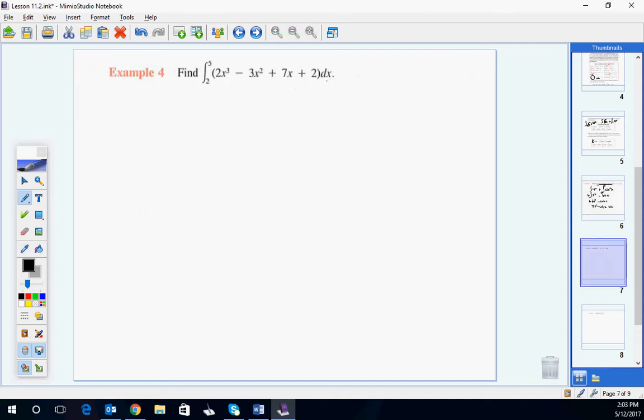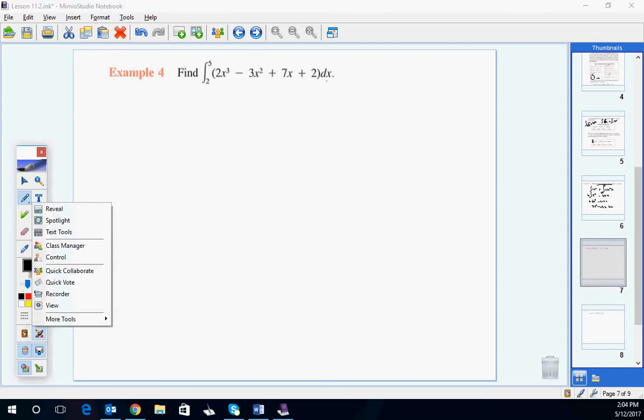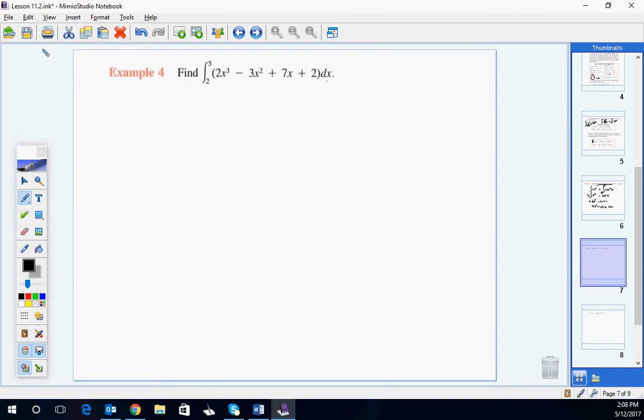So example 4, go ahead and try this one. I'll let you try that one. That's okay, we'll go through it here and see where you messed up. So first, we're going to do each piece. If you want to write them all out separately, you can. But the point is, guys, you integrate, you do the antiderivative of each piece. Okay, that's all it means.